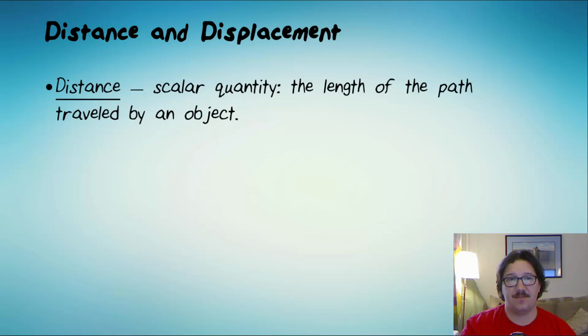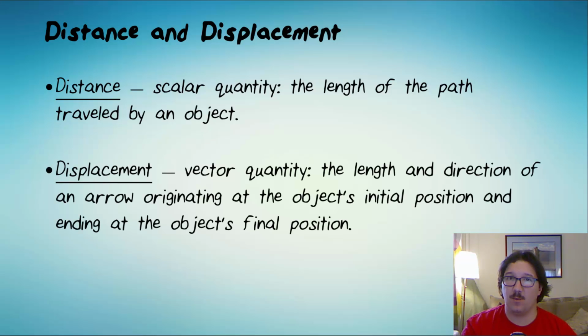Let's define these. Distance is a scalar quantity, and it's the length of the path traveled by an object. The actual path traveled, that green line. Displacement, which is a vector quantity, is the length and direction of an arrow originating at the object's initial position and ending at the object's final position. In other words, it's how far an object is from where it started. Right? Directly in a straight line, how far is it from where it started? And of course, the direction is important.